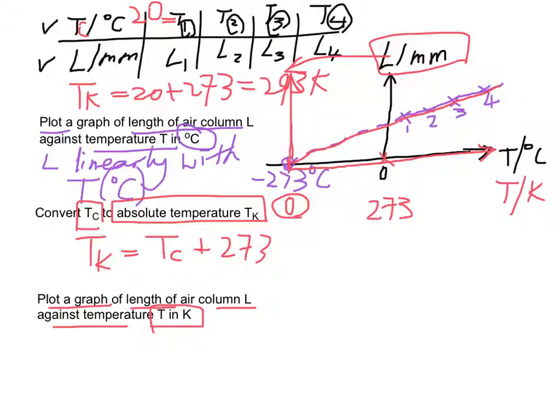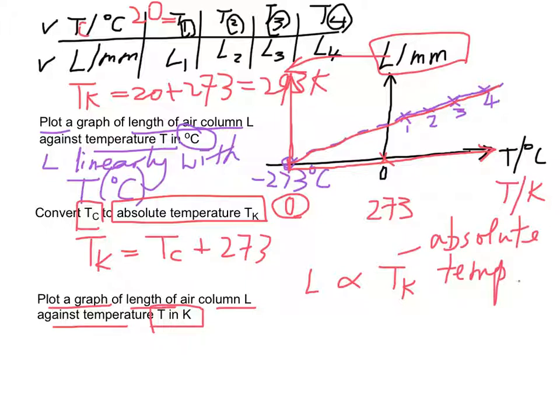From the graph, we know that the length of air column is proportional to the temperature in Kelvin scale. That means the length is proportional to the absolute temperature of the gas. Or we can write L1 over T1 equals L2 over T2, etc. Notice that T1 and T2 are in Kelvin scale.